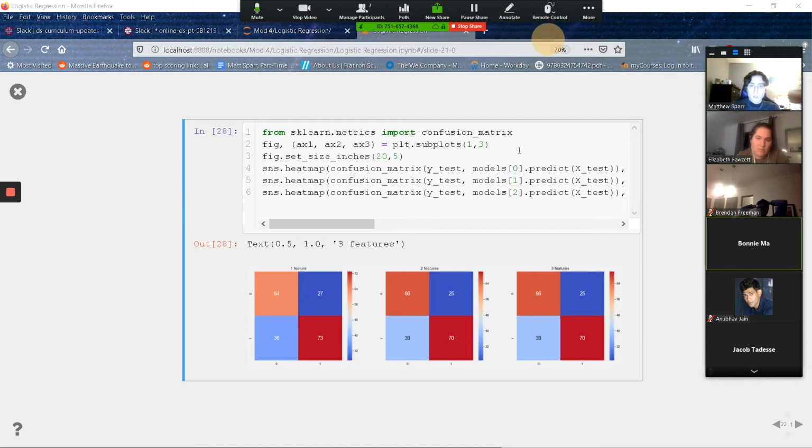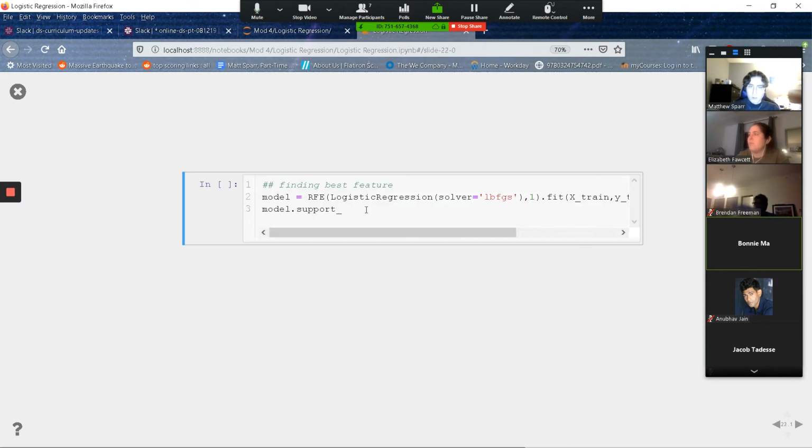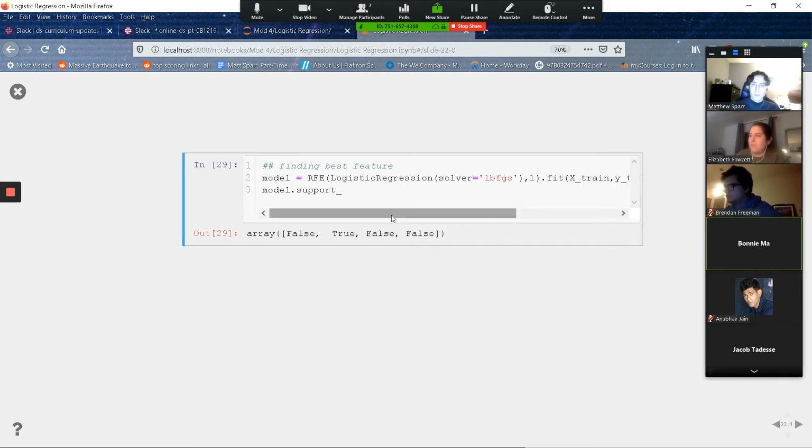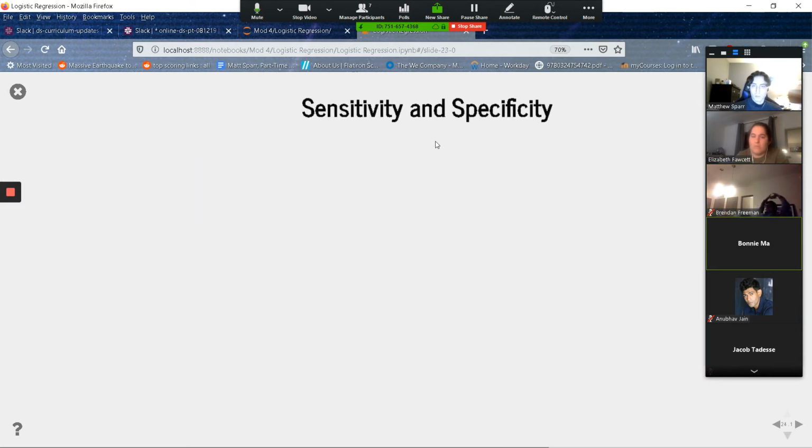That brings us to fitting our model with one feature. A neat thing about this RFE is that you can call support after it, and it tells you which of the features it included. So this would be X1, X2, X3, X4, and it chose to just use X2 in making its predictions. That can be helpful for understanding which features were important and which ones were selected.